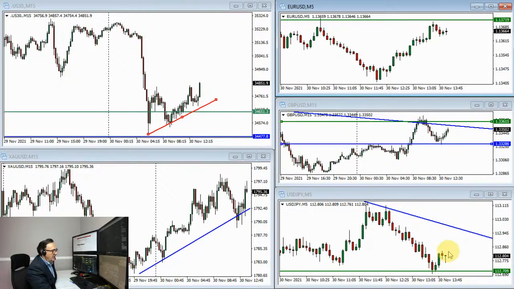Come on, dollar yen, will you please? You want to pop? You sell off and you rally. Come on.